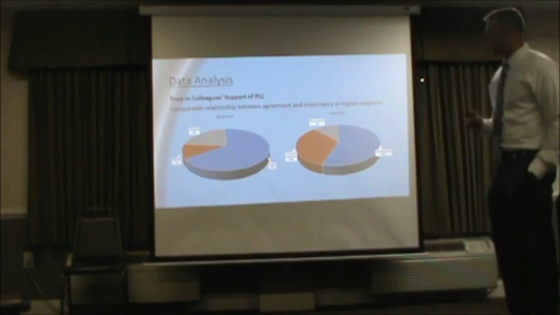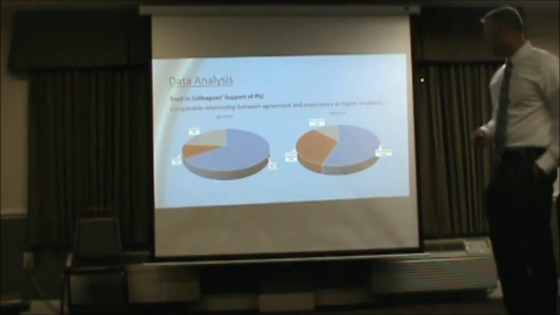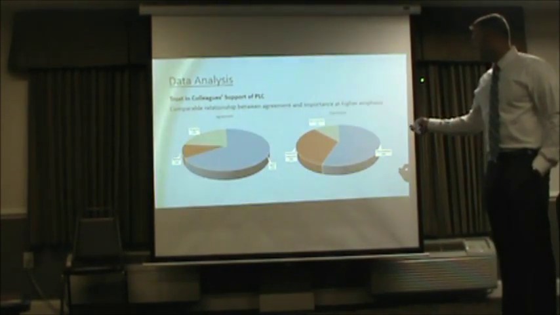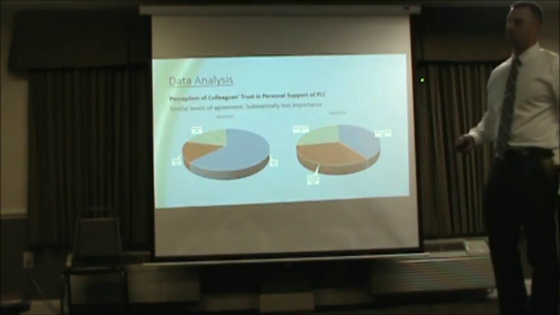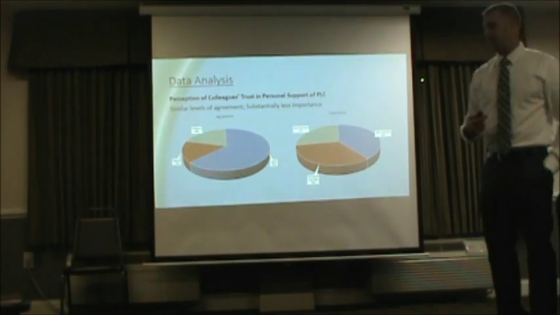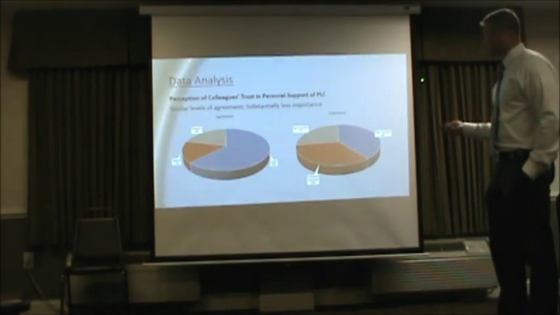So the trust in colleague support of the PLC, we have a comparable relationship between agreement and importance at higher emphasis. Same distribution almost between all these. The perception of colleagues' trust and personal support of the PLC. So how well your colleagues think we're doing in our own support of the PLC. Similar levels of agreement, but substantially less importance.